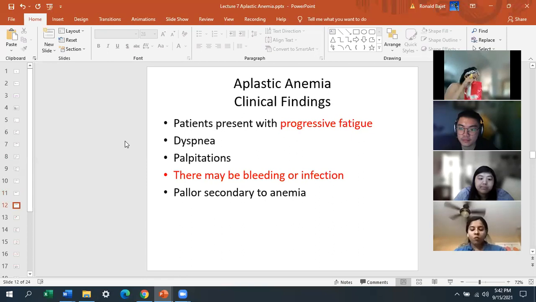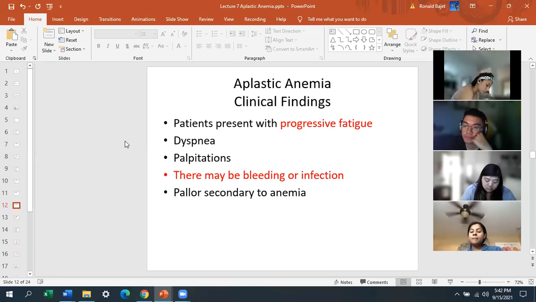Clinical findings. Patients present with progressive fatigue. They're always tired. They also have trouble breathing and palpitations. There also may be bleeding problems or infection. Why would they have bleeding problems? Somebody give me a reason. Lack of platelets. Correct, lack of platelets. If a patient presents with bruising or bleeding problems, they have trouble stopping their bleeding, then it's a platelet problem because they have a low platelet count.